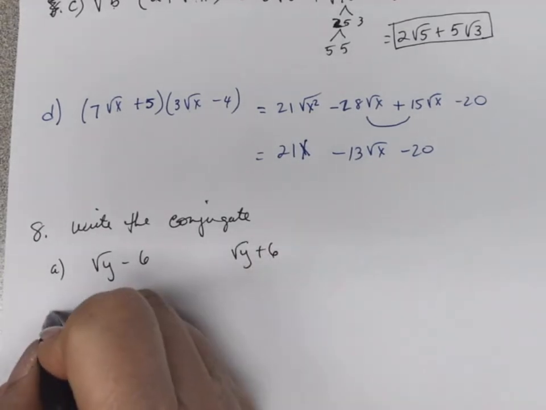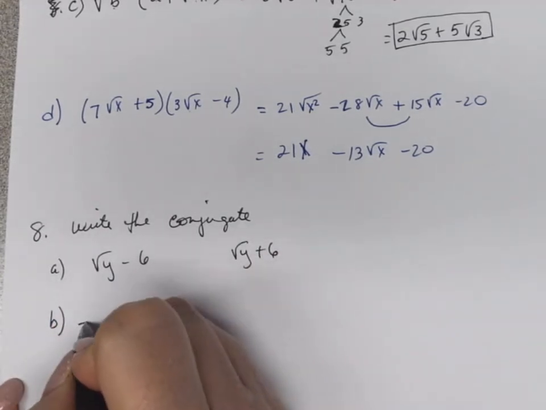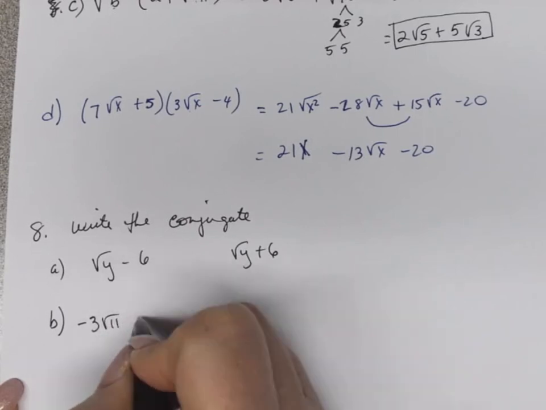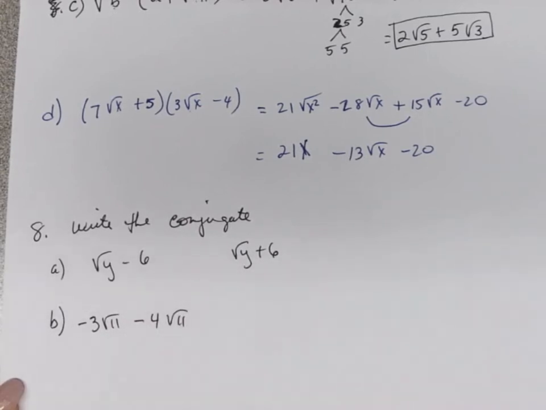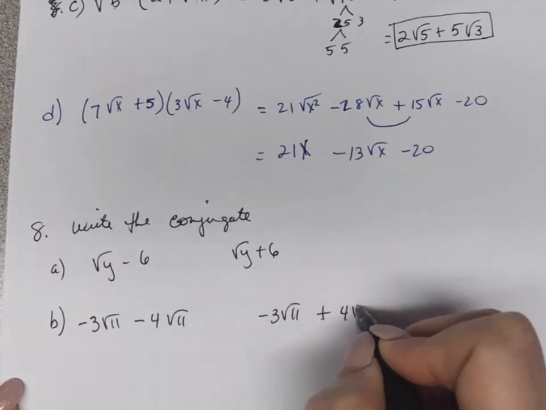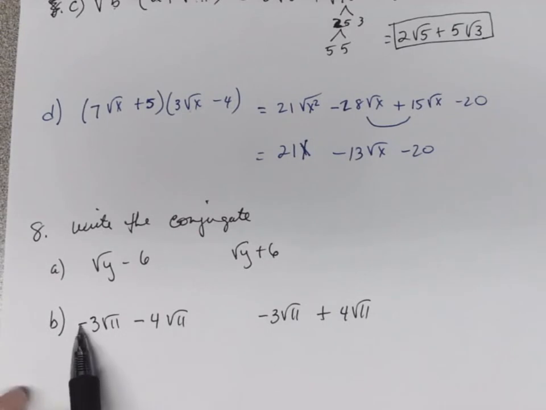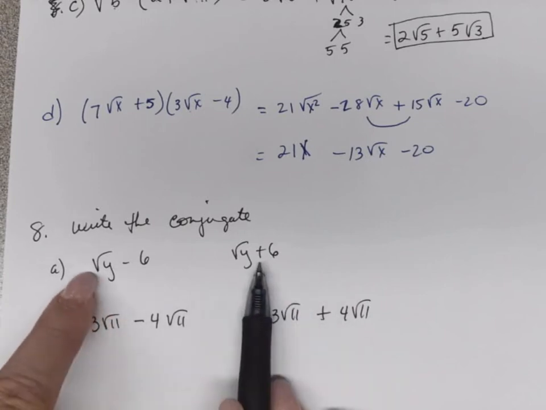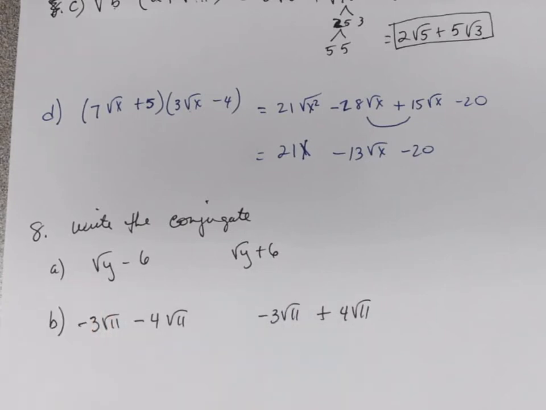If we look at part B, and we have negative 3 square roots of 11 minus 4 square roots of 11, our conjugate would be negative 3 square roots of 11 plus 4 square roots of 11. You don't change this sign, you only change the sign in the middle. And remember, we write the conjugate. We need to know how to do that because if we're trying to rationalize our denominators, we have to sometimes use the conjugate to get rid of all of the radicals in the denominator, because this basically becomes the difference of squares when we do the multiplication process.